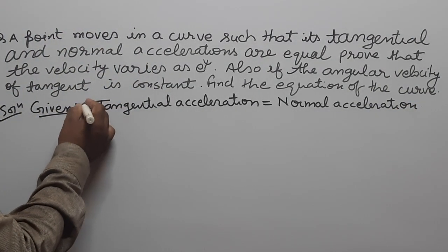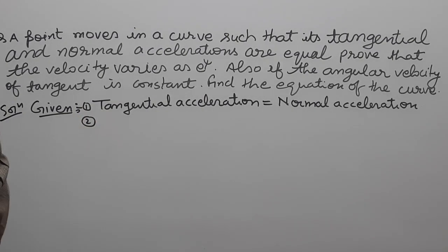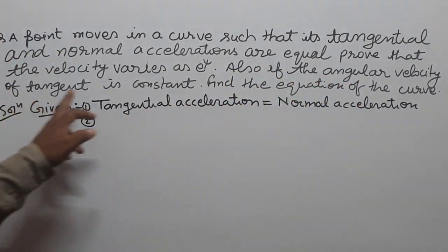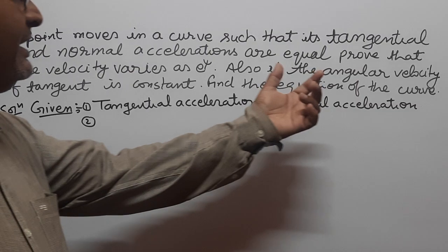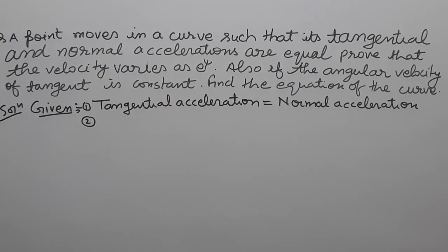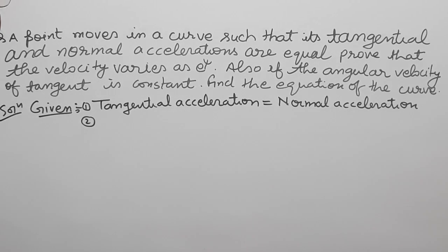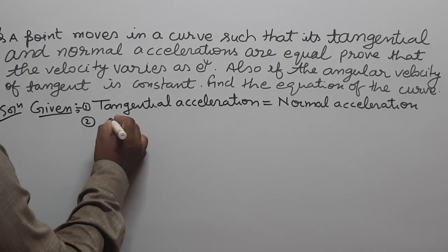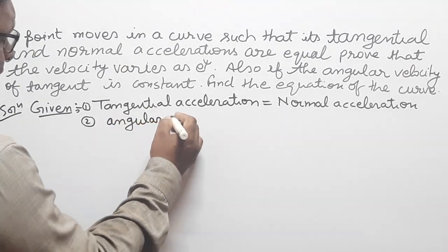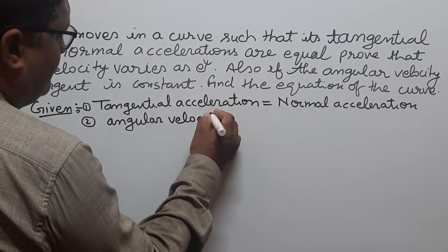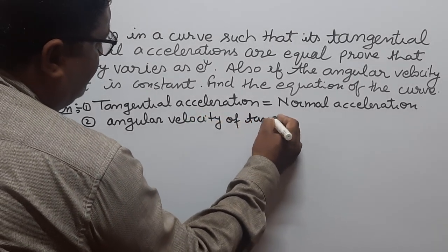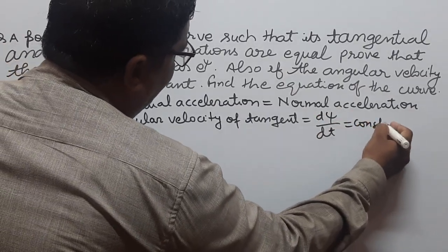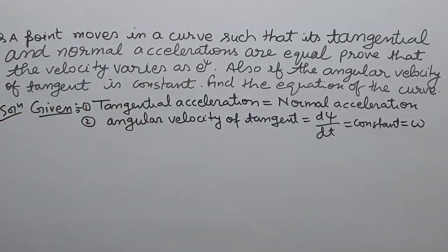One point is given here, tangential acceleration is equal to normal acceleration, and the second is given here, if the angular velocity of the tangent is constant. We know the tangent makes angle psi with the x-axis. So the angular velocity of the tangent is d psi upon dt, and this is given constant. We suppose that this is equal to omega.